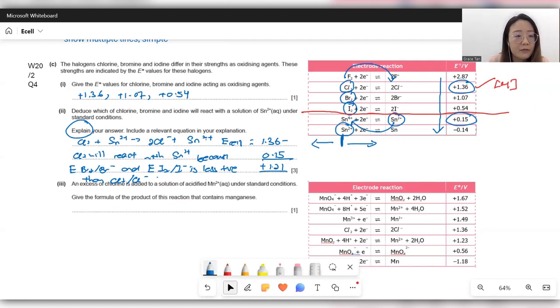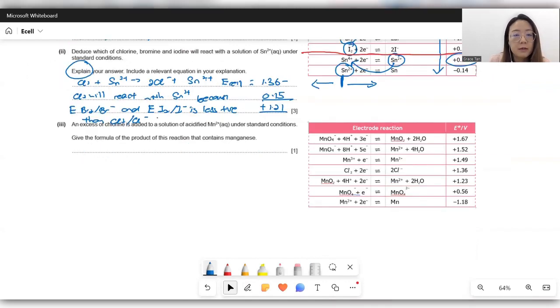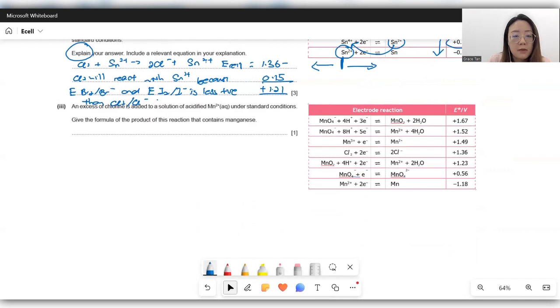Excess chlorine. You have to be careful with the word excess. Okay. Now, so I'm going to bring this thing up a little bit. Same thing. I went to data booklet. I extracted out everything. Arranged from most positive, as you can see, positive 1.67, all the way to the most negative, negative 1.18.